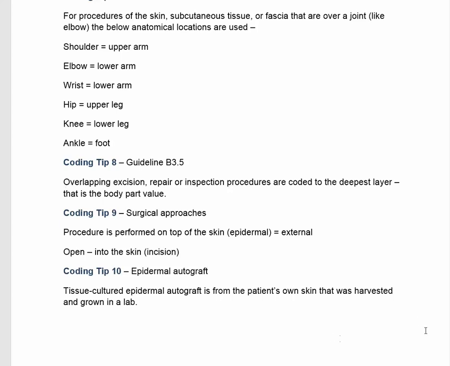Another coding tip has to do with an epidermal autograft. We have something called a tissue cultured epidermal autograft. Auto is important because this patient is donating to themselves. Typically, they harvest some of their skin and they grow it in a lab and they make it more like a sheet. They make it bigger. They add cultures to it and they make it grow. Then the patient comes back however many days later, and they use that skin that they have grown and fostered in the lab to do a skin graft.